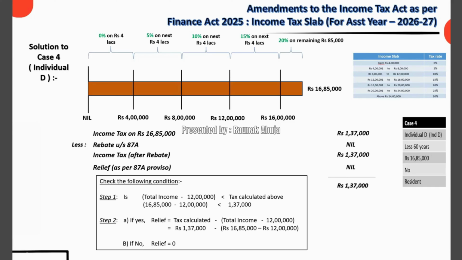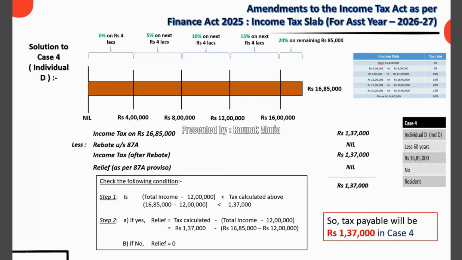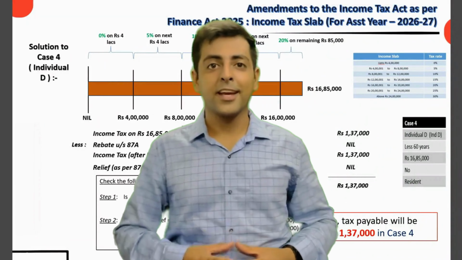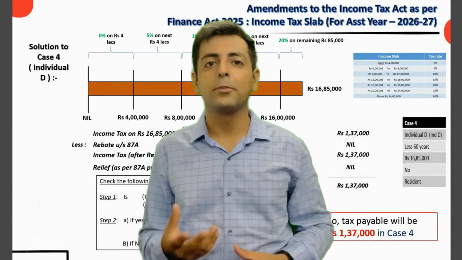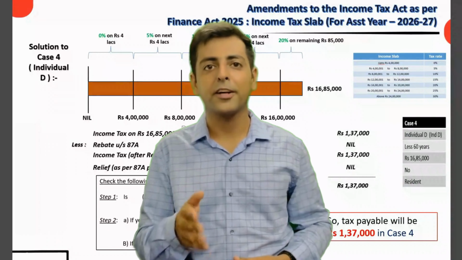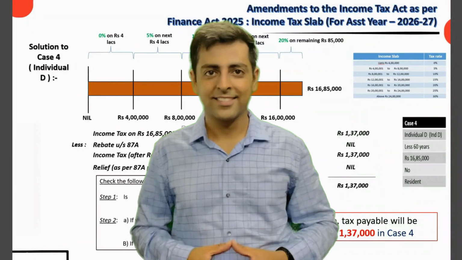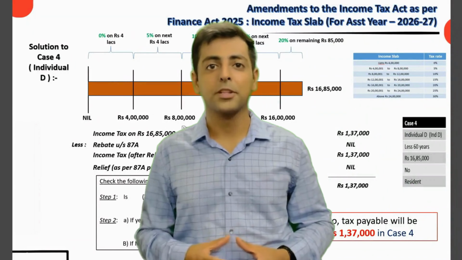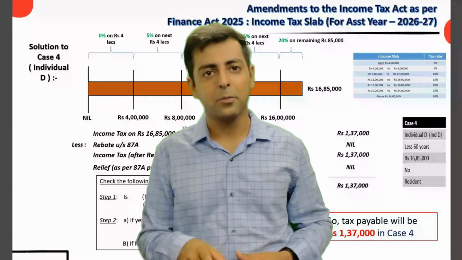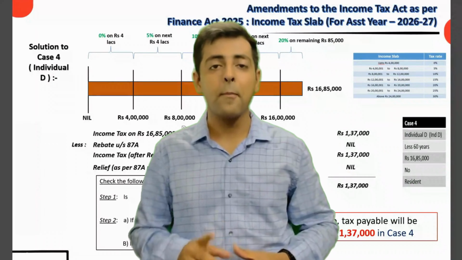In that case, we move to step 2. In case the answer to step 1 is no, relief would be 0. Thus, relief as per 87A proviso would be nil. So tax payable in case of individual D would be 1,37,000. Here again, on this 1,37,000, we'll be adding education cess and then divided by 12 months. So this was the calculation as per the new tax regime in case the employee does not have any other source of income but salaries.